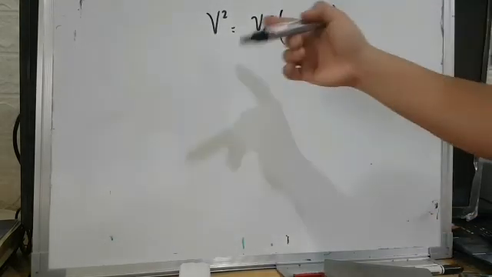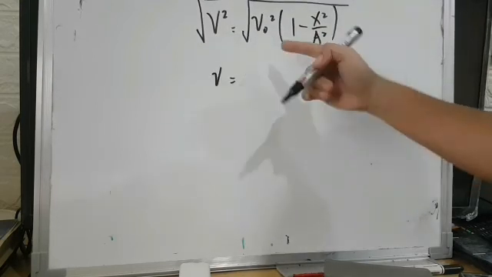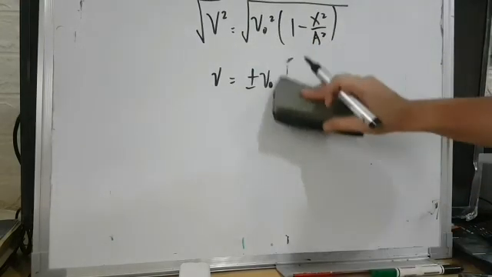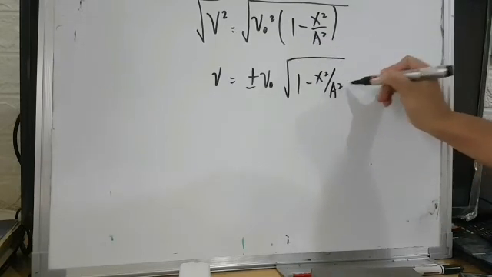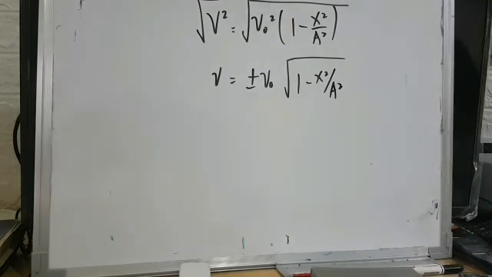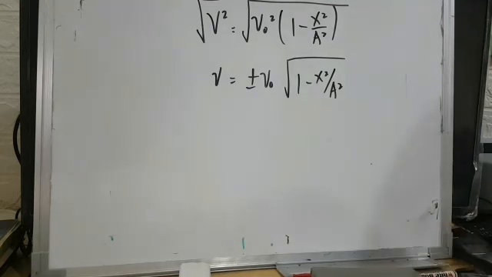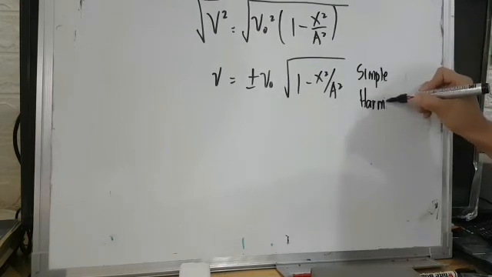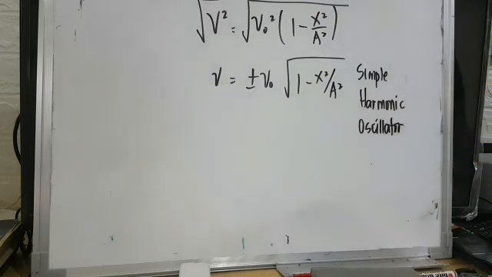So we have to get the square root so that we can get v. Get the square root of both sides. So we have v equals, of course the square root of this could be a positive or negative v naught, then the square root of 1 minus x squared over a squared. Okay. So that is our equation for the velocity of a simple harmonic oscillator. Okay, good. That's still simple. So, I hope you got the derivation correctly.